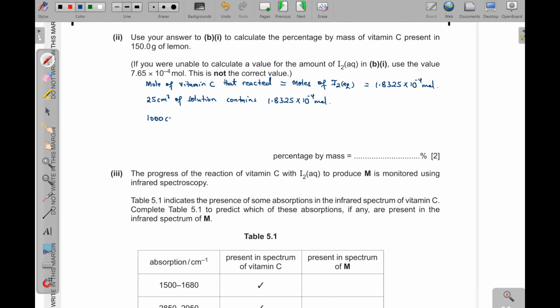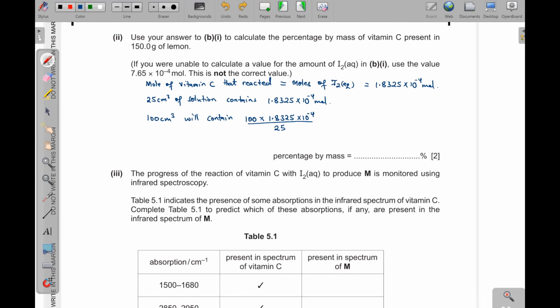Not 1,000, it's 100 cubic centimeters. So this one will contain 100 times 1.8325 times 10 to the power negative 4. Then we are dividing by 25. Now, 100 divided by 25 is actually 4. You might find when they have gotten this one here, they multiply it by 4. You see that?